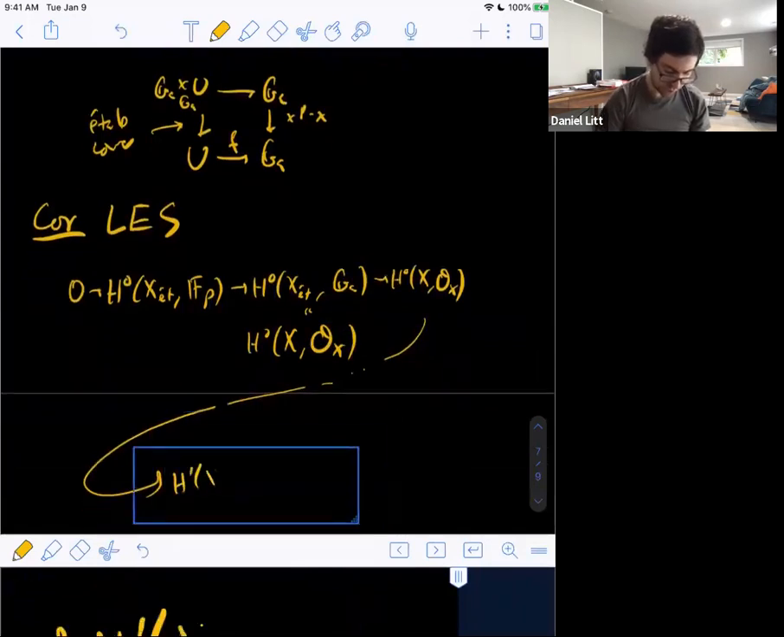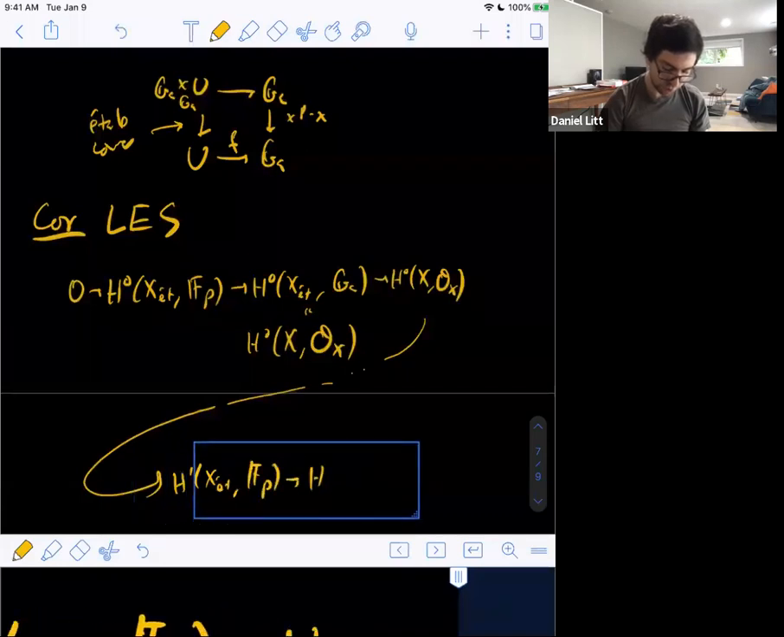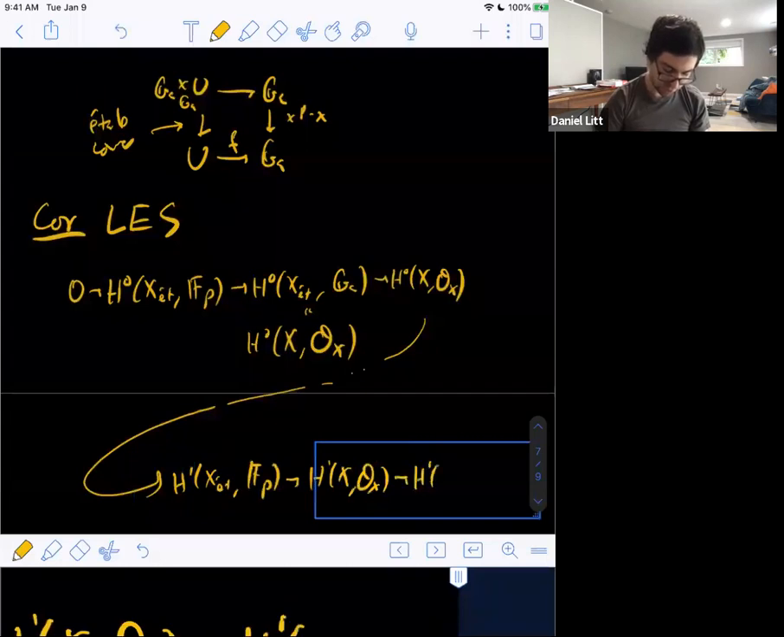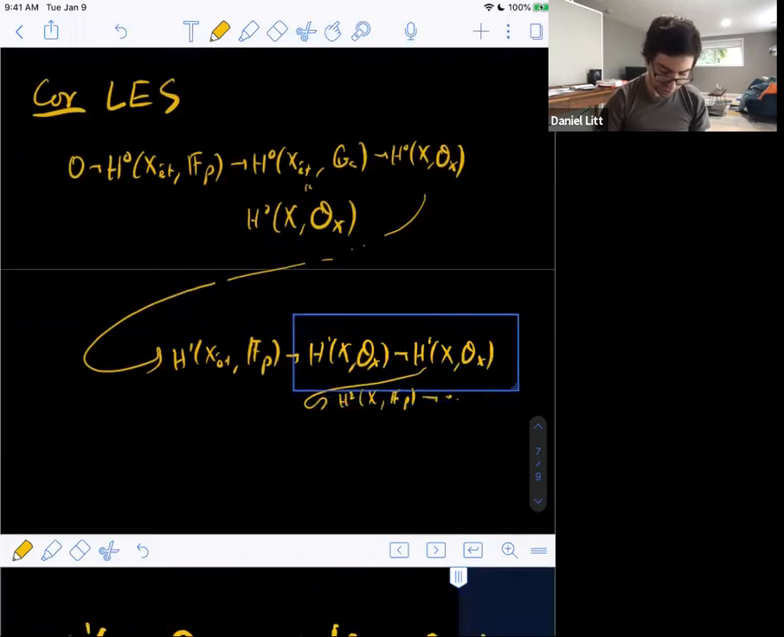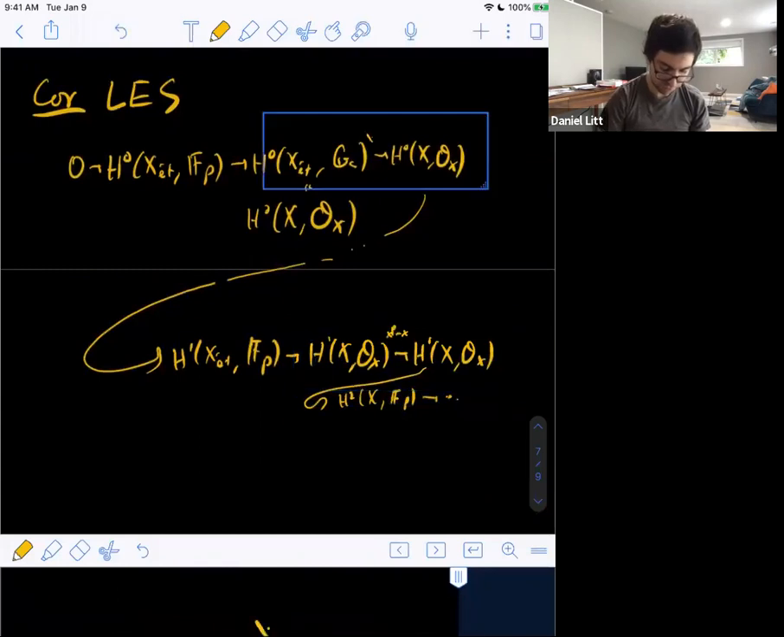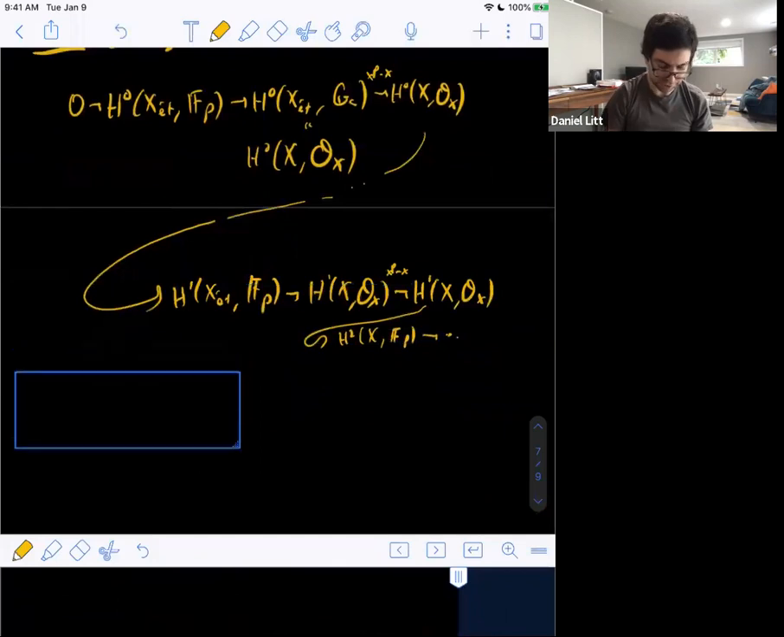That goes to H^1(X_ét, F_p), goes to H^1(X, O_X). That's again something we now know how to compute. Goes to H^1(X, O_X). And that goes to H^2(X, F_p). Okay, and so on. And all these maps are also understandable. They're just the maps given by x to the p minus x.